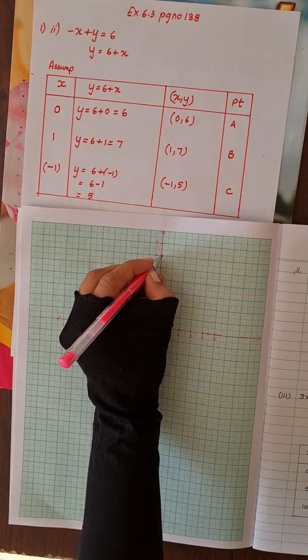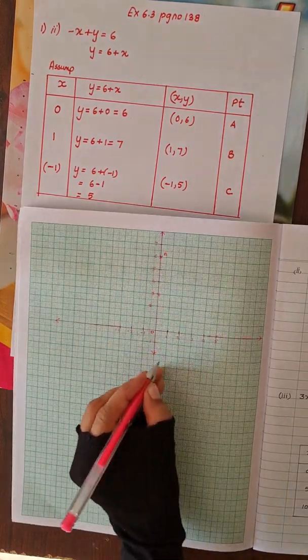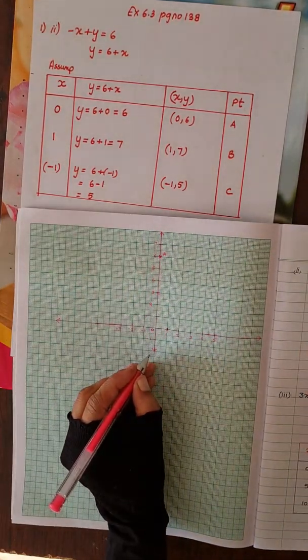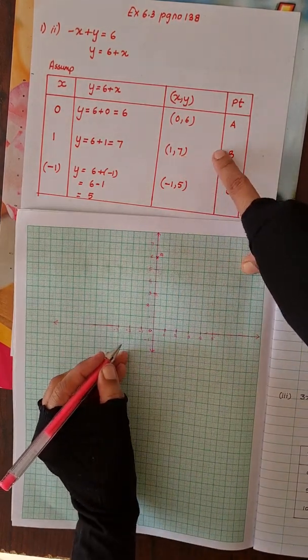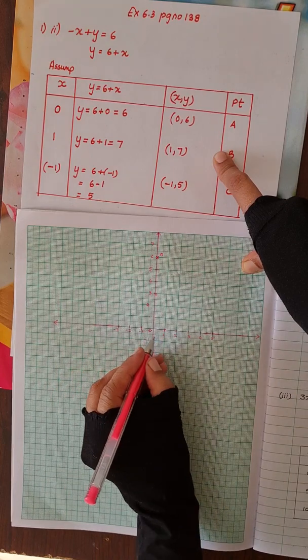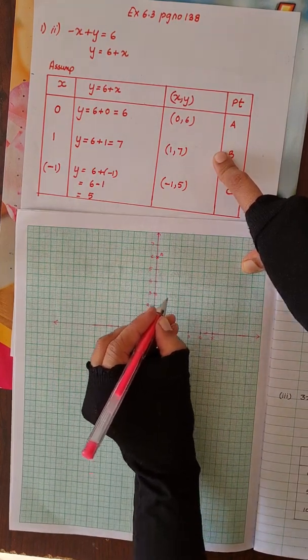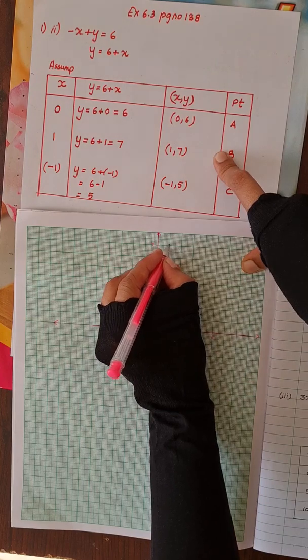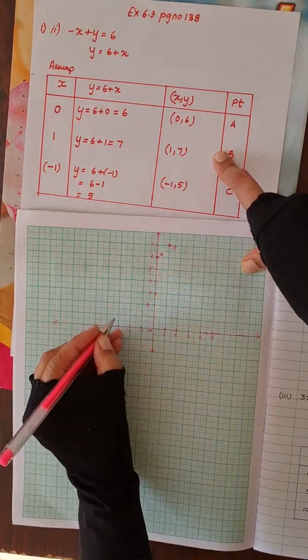So this is the point. Let us call it point A. Then we have 1, 7 here, the second point. So on the x-axis, reach 1. From there, go to 7 on the y-axis. So this is the point, children. This is point B.